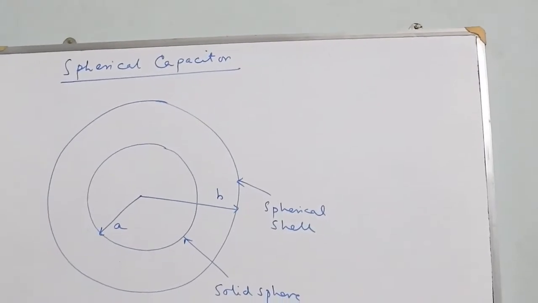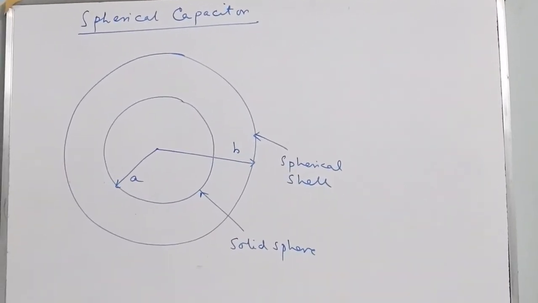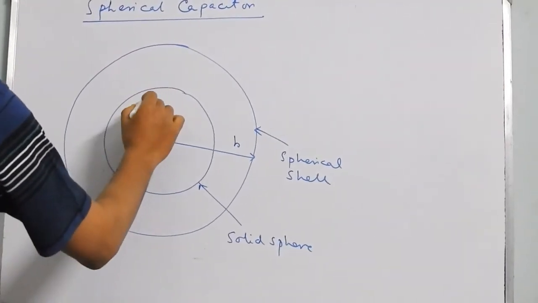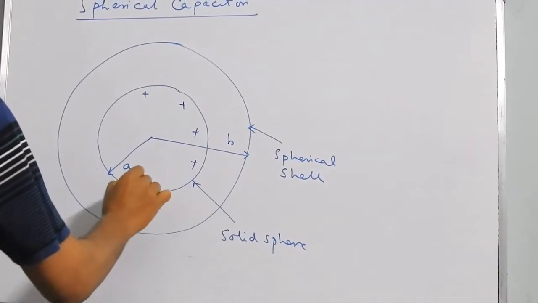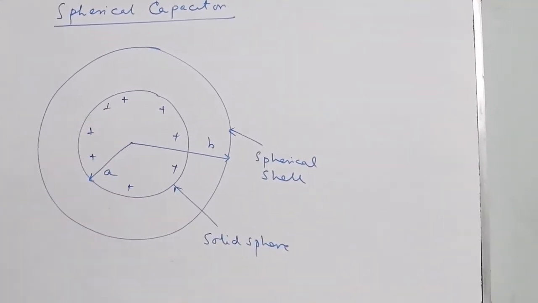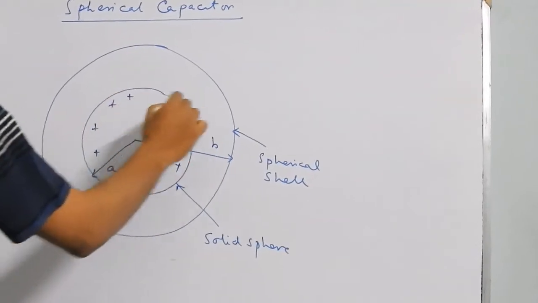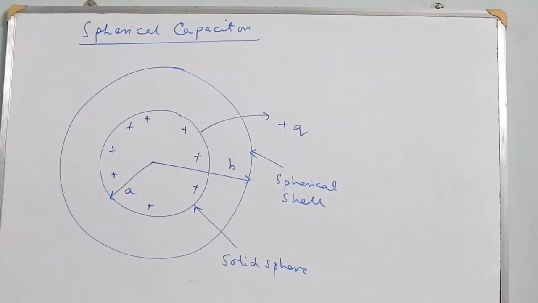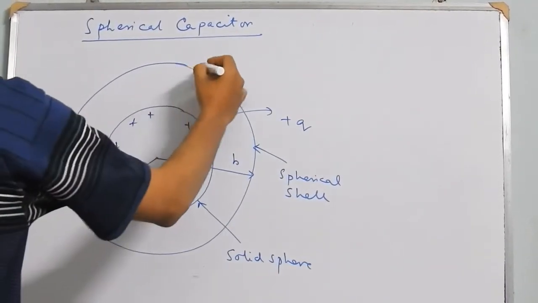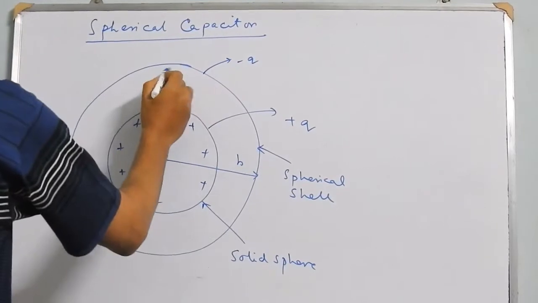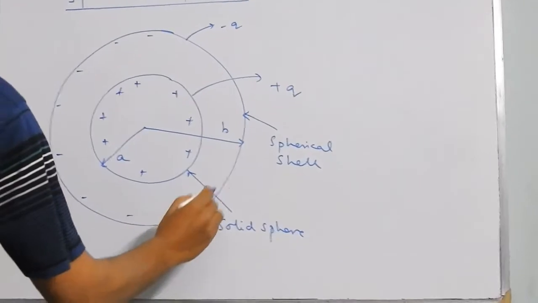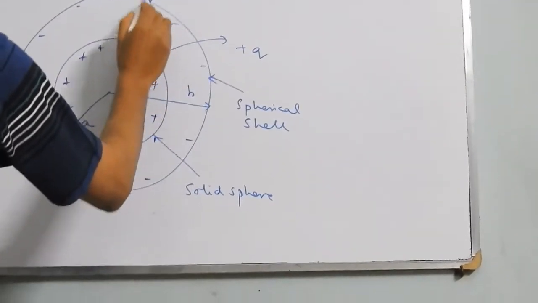We assume that charge Q is deposited on the spherical capacitor, which means that plus Q is deposited on the surface of the inner sphere, and minus Q is deposited on the inner surface of the outer spherical shell.